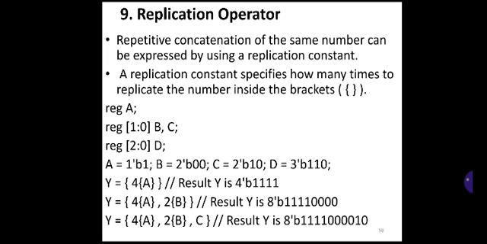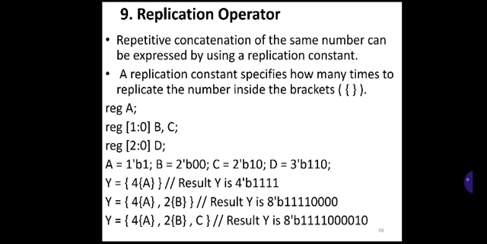Initially, you can declare a few operands. Register operand A, range of 1 down to 0, B, C, range of 2 down to 0, D. So the registers A, B, C, D are declared. A is equal to 1-bit binary 1, B is equal to 2-bit binary 00, C is equal to 2-bit binary 10, and D is equal to 3-bit binary 110. These are the initial values of A, B, C and D.